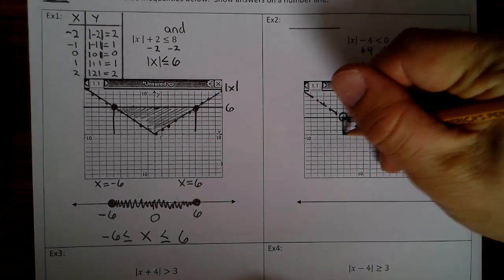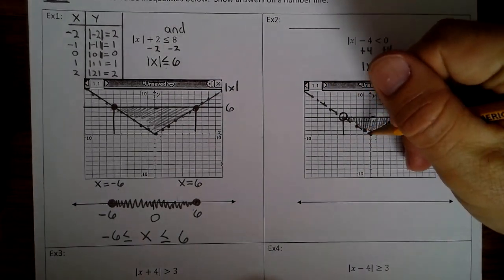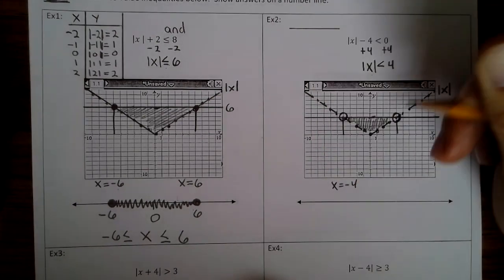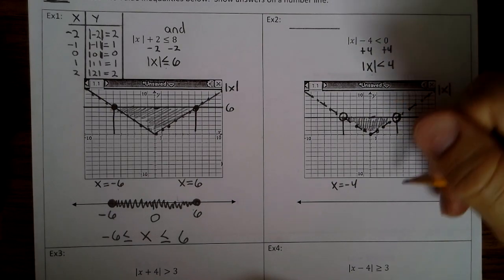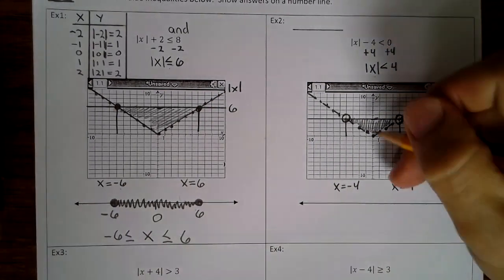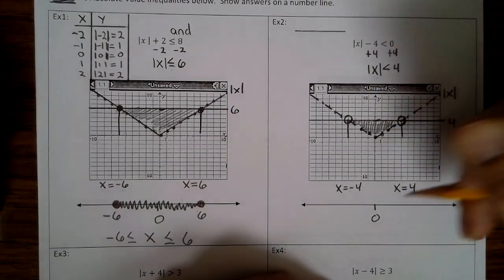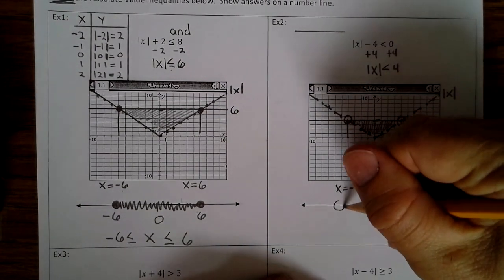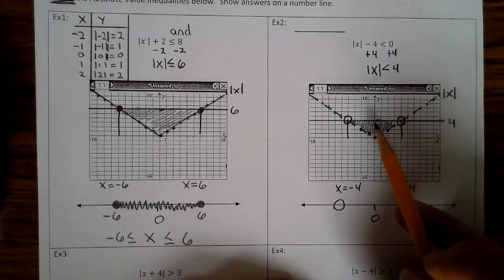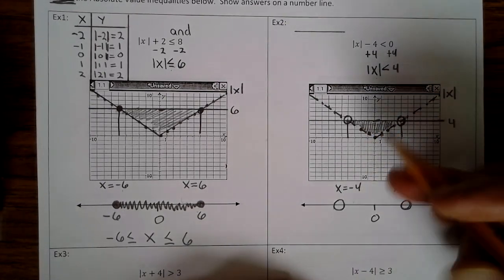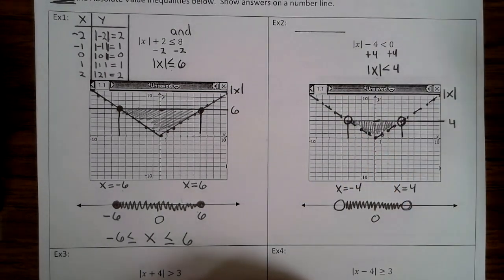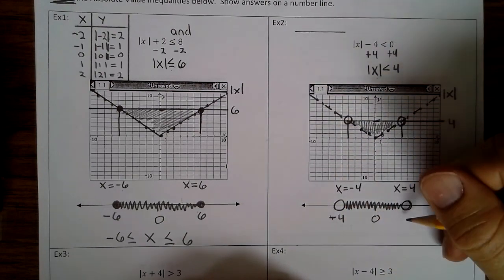And then we're going to find the x value. So we go down to the x. So x is 1, -1, 2, 3, 4. So x is -4. And x is 1, 2, 3, 4. So again, here's my 0, -4, open circle on the left side, and +4, open circle on the right. And just like it's shaded between the points, you're going to shade between the points on the number line. So that's -4, 4.